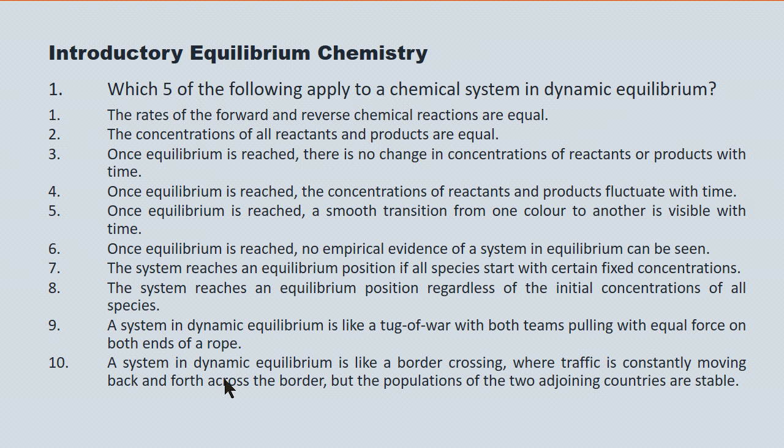Well, no. The concentrations of products and reactants are not equal. They're defined by a mathematical relationship known as the equilibrium constant expression, or Kc. 3. Once equilibrium is reached, there's no change in concentrations of reactants or products with time. Yes, that's true. 4. Once equilibrium is reached, the concentration of reactants and products fluctuate with time. No, not true. 3 is true, 4 is false. 5. Once equilibrium is reached, a smooth transition from one color to another is visible. Not true. 6. Once equilibrium is reached, no empirical evidence of a system in equilibrium can be seen. And that is true.